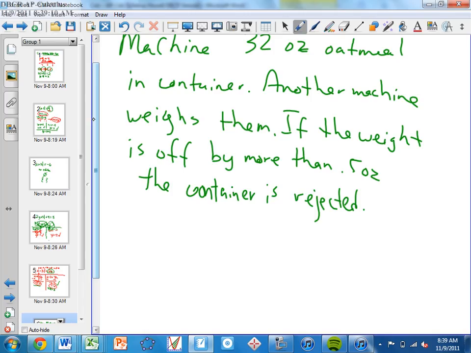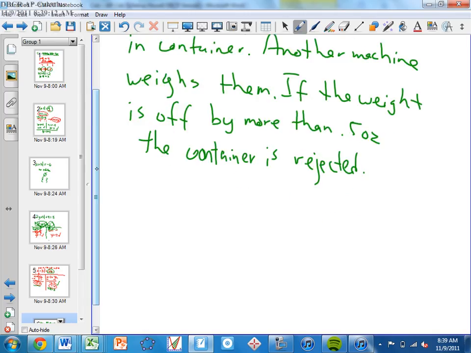So, if we call the container's weight C, like Trayvon just said, we're taking the weight of the container and subtracting 32 from it to see what's missing. For example, if the container were 33 ounces, you have 1 ounce over. If the container were 30 ounces, you're 2 ounces under. Now, what else can I do here?